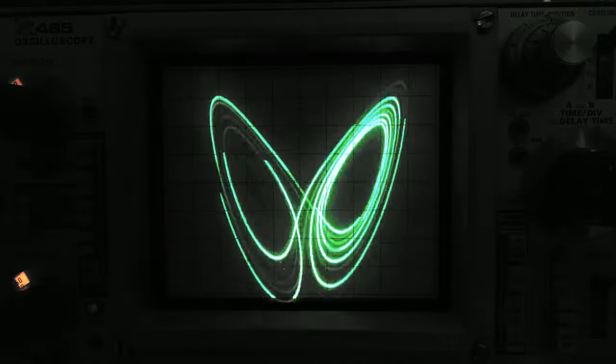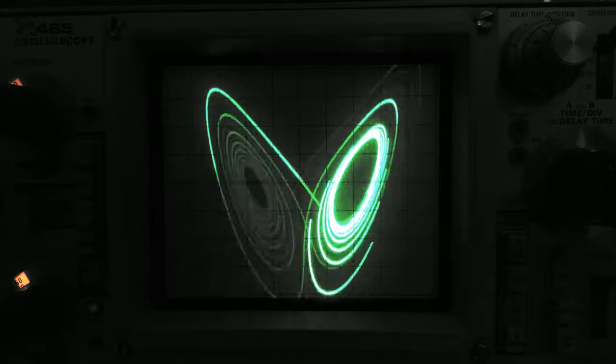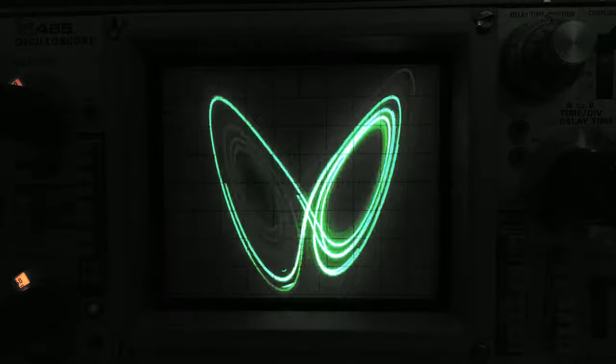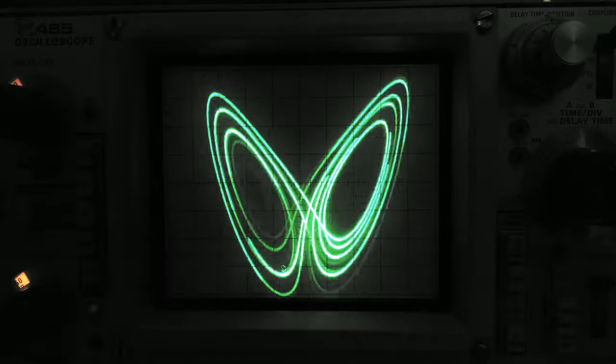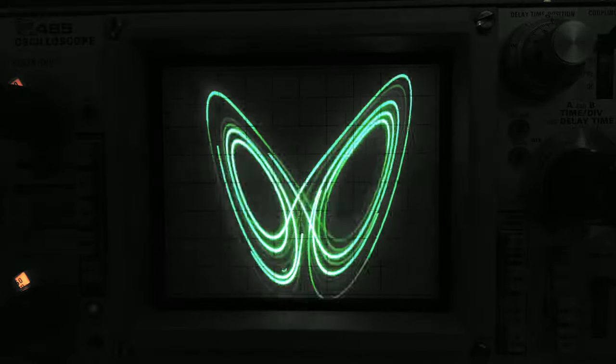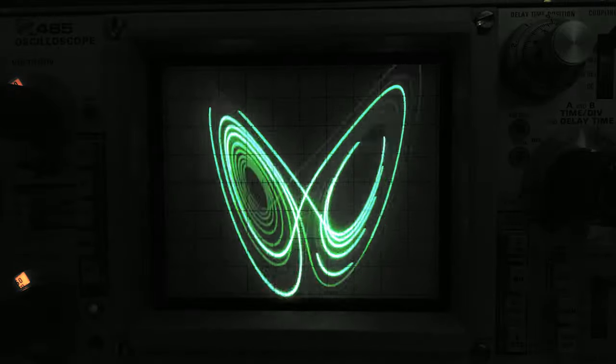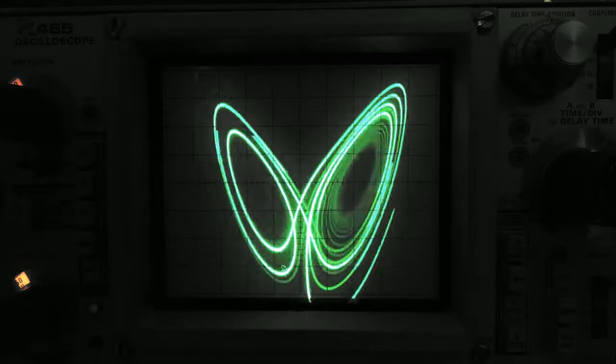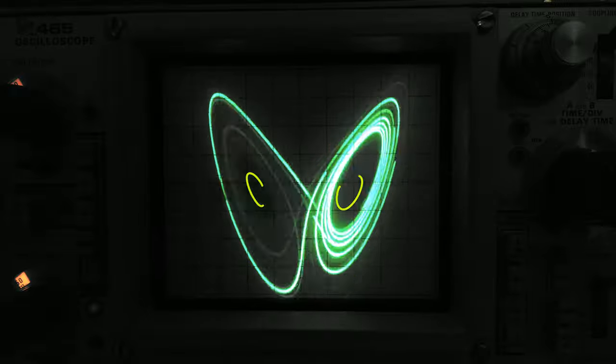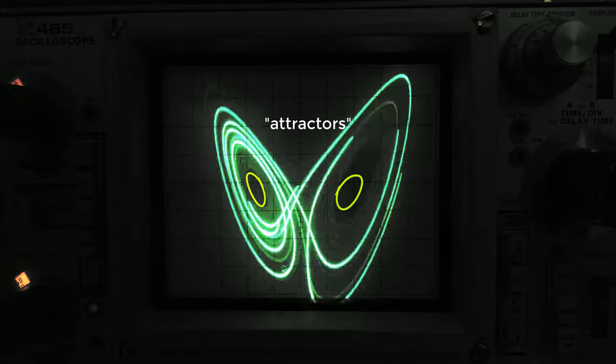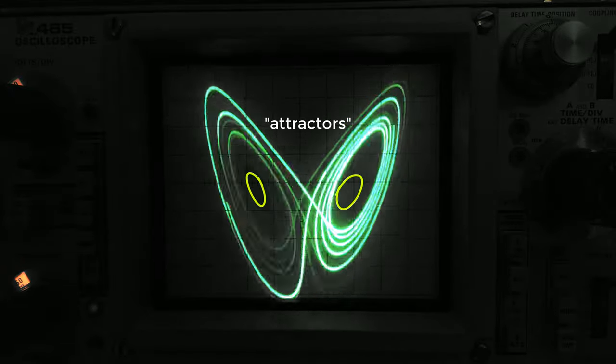The oscilloscope is set up to display the inputs in XY mode, with the inputs being Z of T versus X of T. The green illumination you're seeing is the trajectory of a point moving through space as determined by the equations, the constant parameters, and the initial conditions. The point moves between two basins of attraction, or attractors. Viewed from this angle, it coincidentally looks like a butterfly.